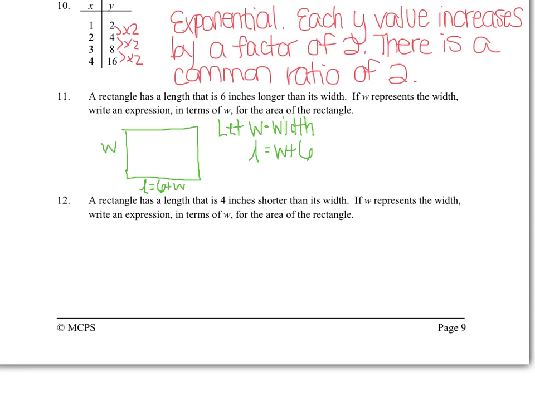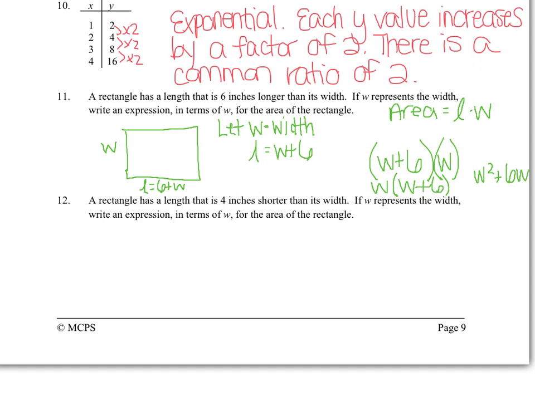Therefore, we want to write an expression for the area of the rectangle. Well, area is length times width. So we're going to multiply our length, which is W plus 6, times our width, which is W. Another way we can write this is W times W plus 6. Another acceptable answer would be to multiply that out and get W squared plus 6W, but this is unnecessary.